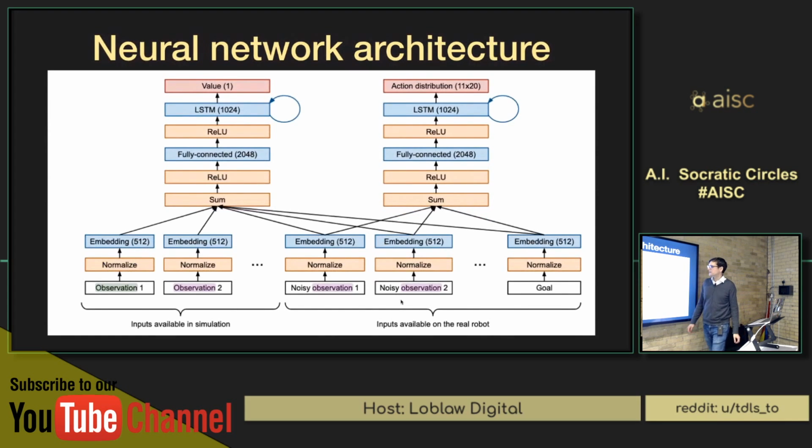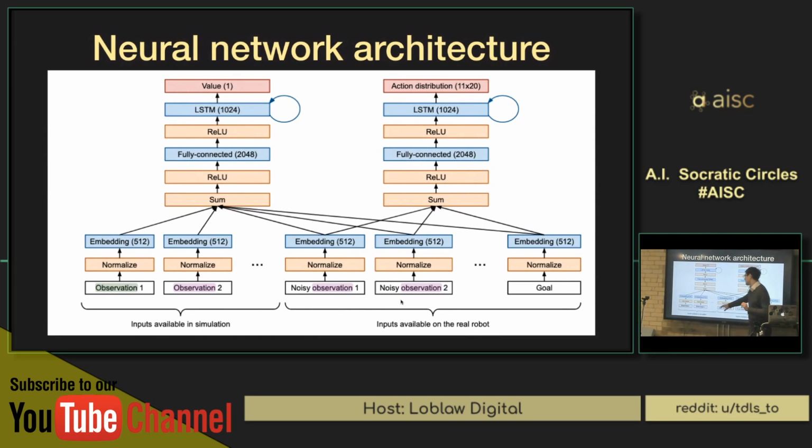So if you remember at the beginning, I said these are all the inputs, right? And some inputs are only available in simulation, right? So this is the true observations. And the critic model sees everything. It sees the inputs available only in simulation and the inputs available to the real robot, which are the noisy observations. And the goal would be the next step of the Rubik's cube solving algorithm. And the critic predicts the value of the function, and the actor predicts the actions.